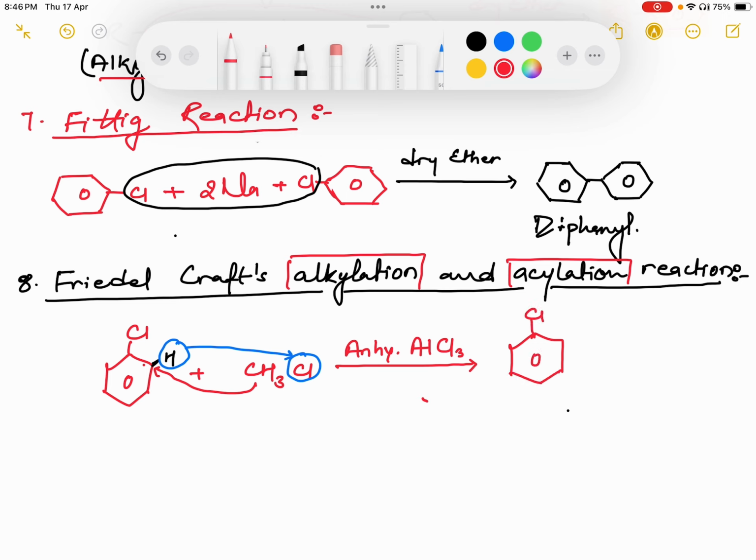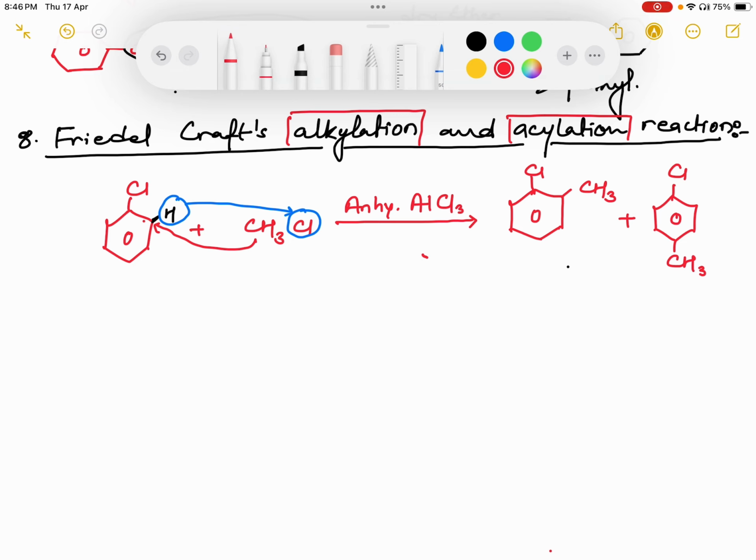Here you will have Cl and here you will have CH3. Or you can also have Cl, and here in the para position you might have CH3.